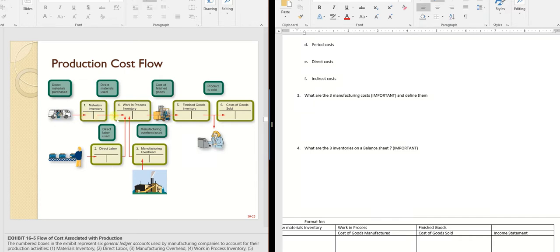In with a debit, out with a credit. In with a debit, out with a credit, because these three are inventories. Inventories are assets. Remove the cost of goods sold. Cost of goods sold is an expense. Make sure you know that.